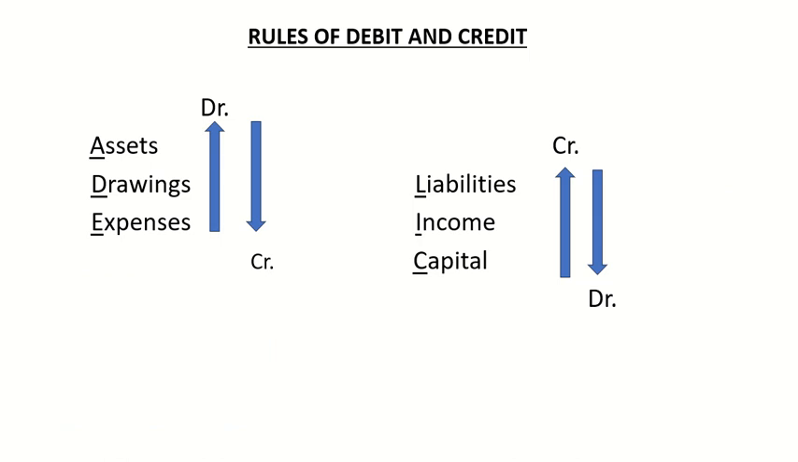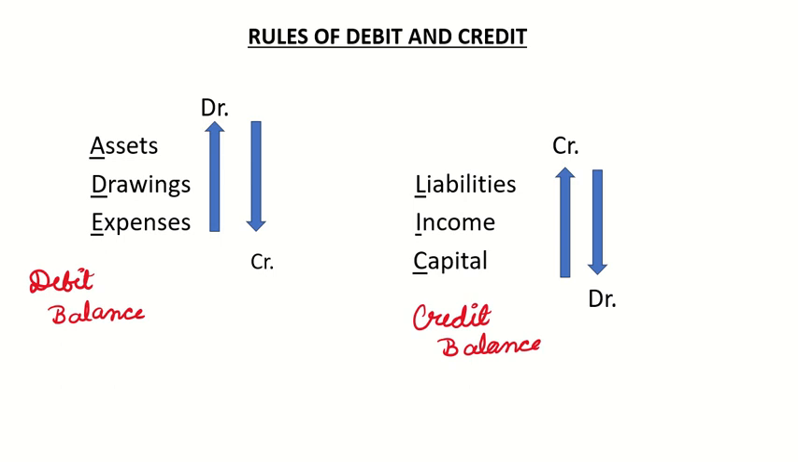Now the rules of debit and credit in this modern approach are, we had six types of accounts here: assets, drawings, expenses, liabilities, income, and capital. We will divide these six types into two groups, three each. Assets, drawings, and expenses have a debit balance, and liabilities, income, and capital have a credit balance.